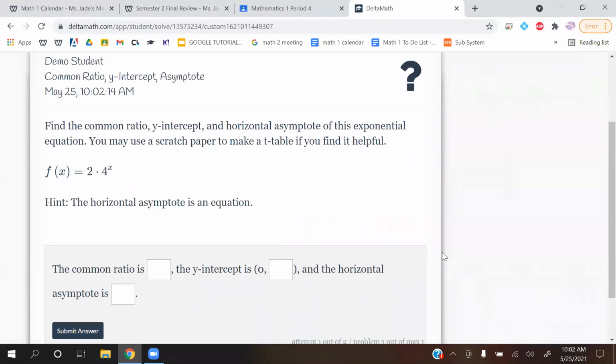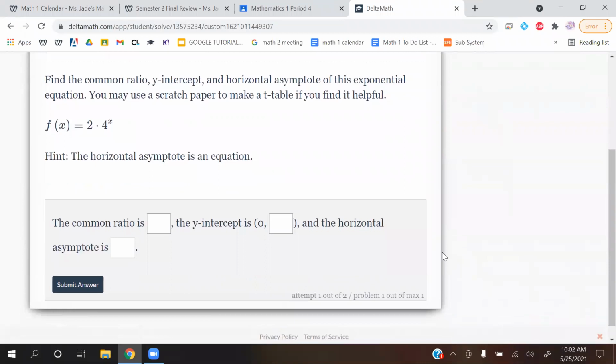So for this one, there's a couple ways you can do it. There's the graphing way, and there's the just look at it way. I'll do both for you because it just depends on the person which one's better for you. Might be worse for someone else. So we'll do both. So we're going to find the common ratio, the y-intercept, and the horizontal asymptote of this exponential equation. You can use a scratch paper to make a t-table if you find it helpful. Hint, the horizontal asymptote is an equation.